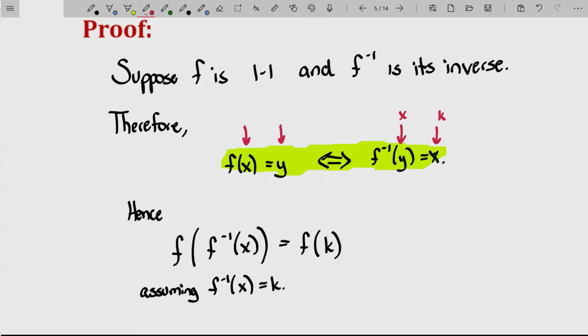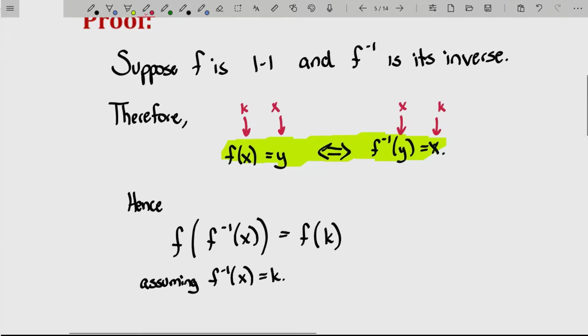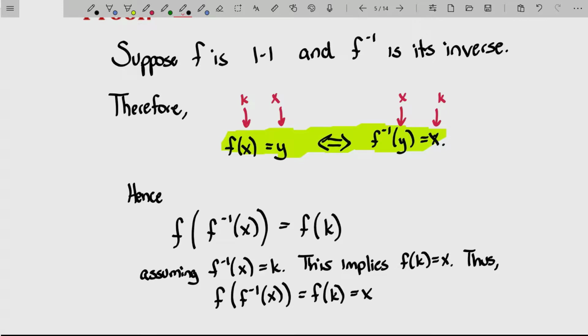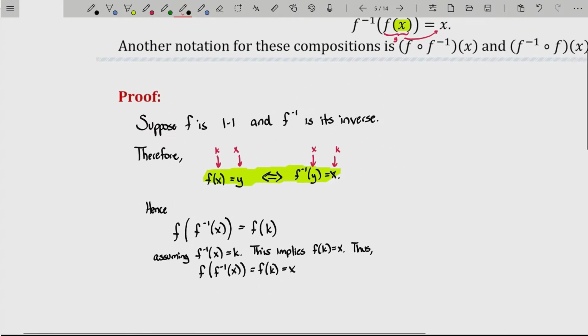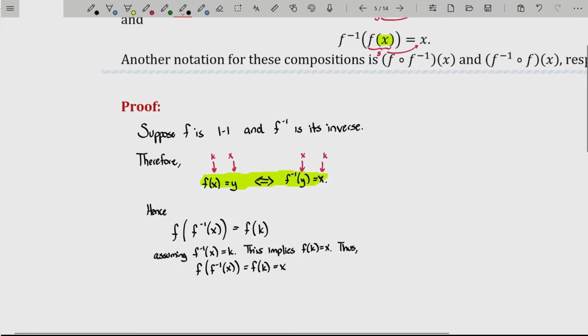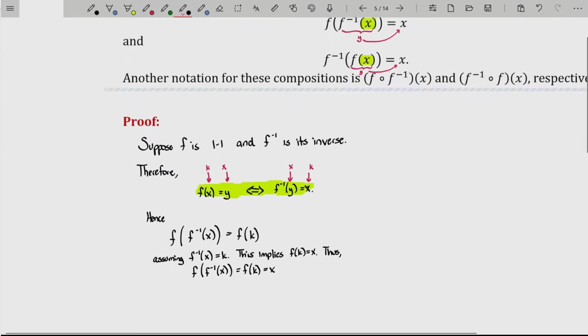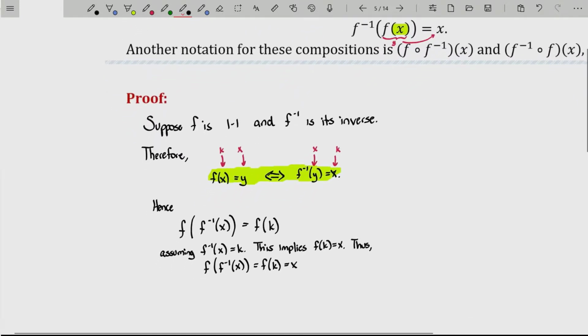Again, I'll just showcase my change in lettering. It's just because of the way we decided to do this. So this implies that f of k is equal to x, thus f of f inverse of x, which is equal to f of k. Well, since f of k is equal to x, that's equal to x. And so we have proven that f of f inverse of x is equal to x. And really the unfortunate part is the notation in that theorem, but it actually will work fine for the second part.